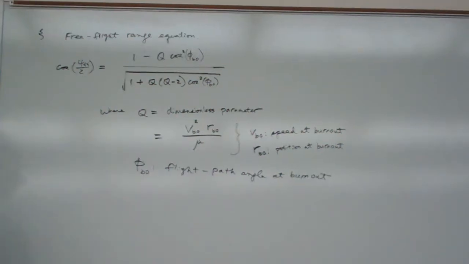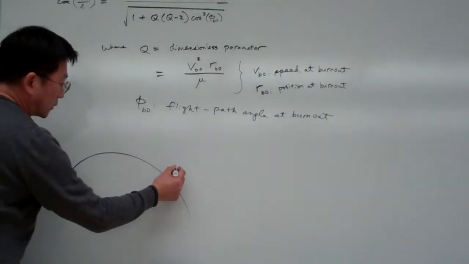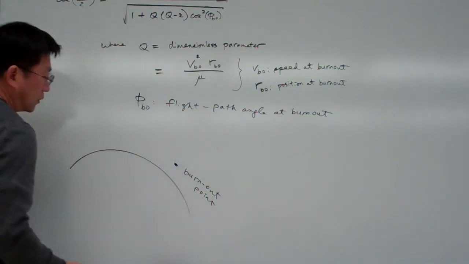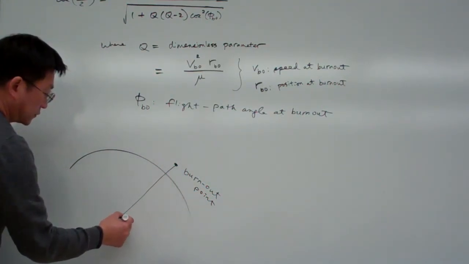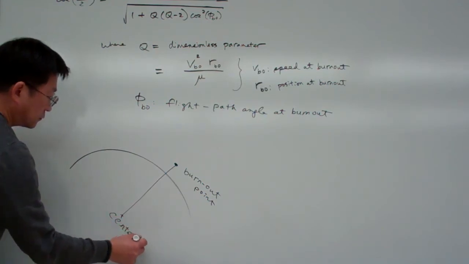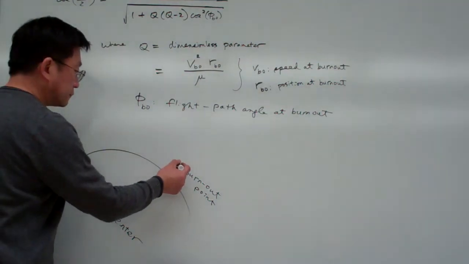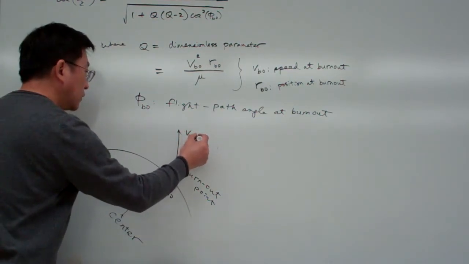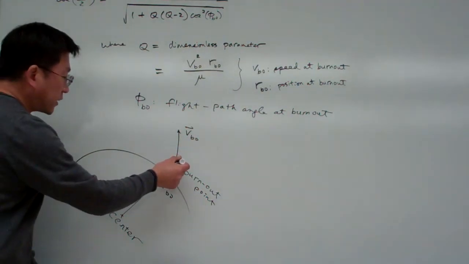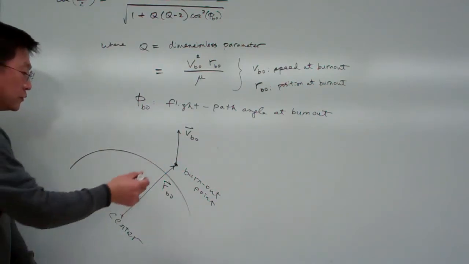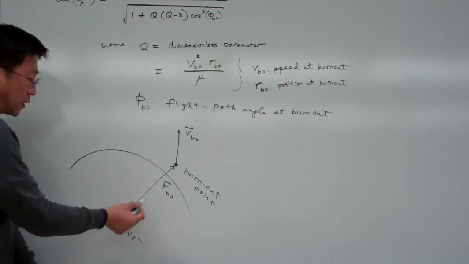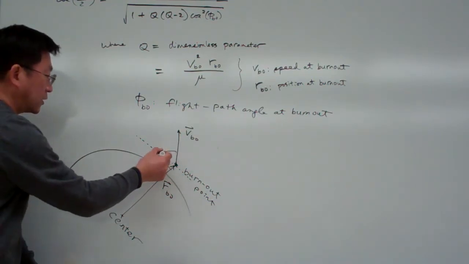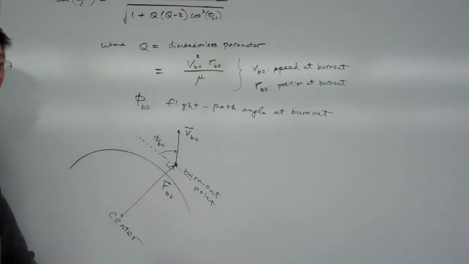So we can make one example here. If this is the Earth, and if this is the burnout point, okay, so here this is our center of the Earth. So basically this is our RBO. And this is our VBO. So the burnout flight path angle basically is here. We define our local horizon. The local horizon is in this way. At the burnout point, you simply draw a line that is normal to that position. This is the normal position. Then this angle is called the VBO, the burnout flight path angle.